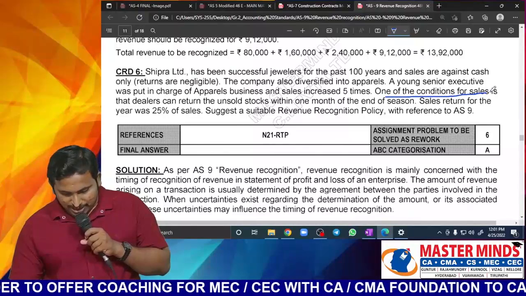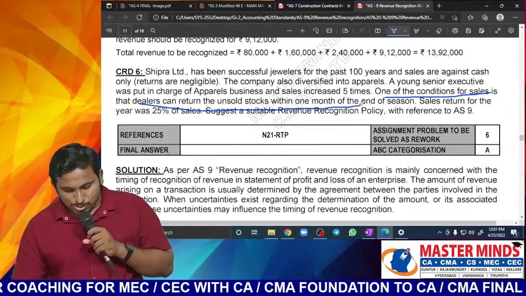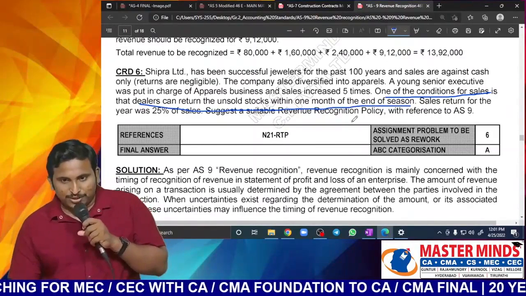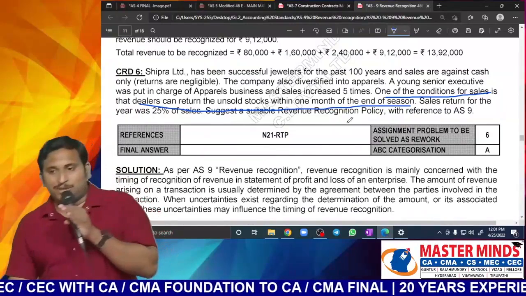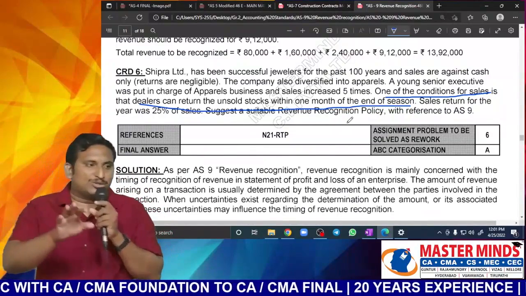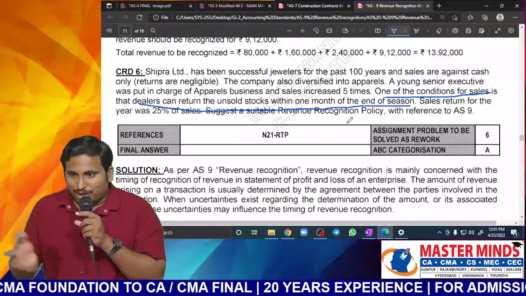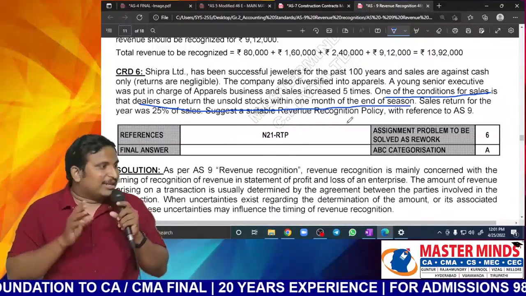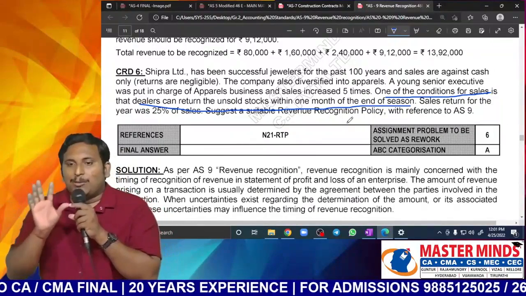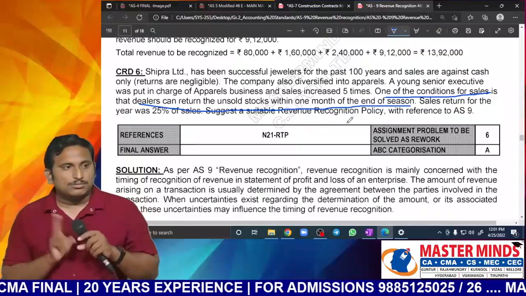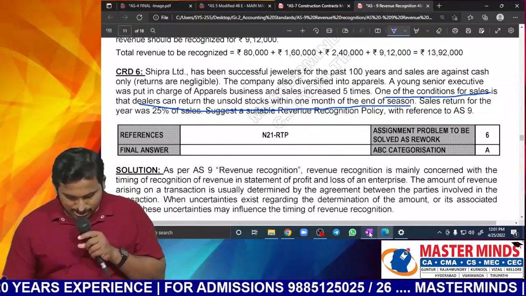One of the conditions for sales is that dealers can return the unsold stocks within 1 month of the end of the season. When should you recognize revenue, immediately or after completion of that 1 month? After completion of 1 month, then only you will have a proper understanding, because within 1 month we don't know how many items will return. So wait for completion of 1 month, then only the amount will be certain. Discussion clear? So with this, sale of goods is completed, sir.